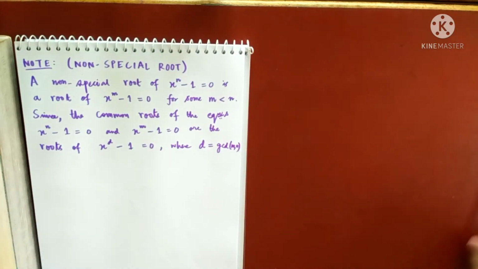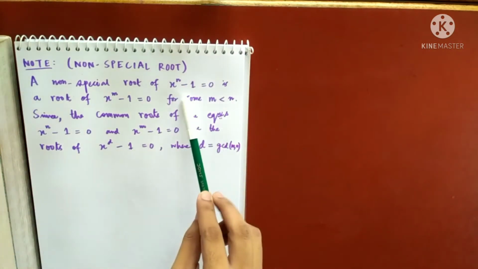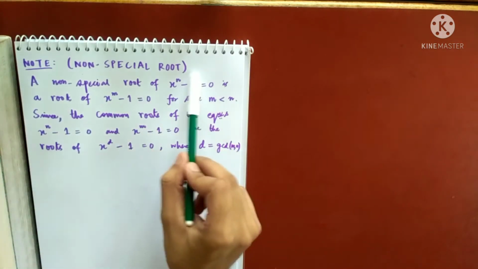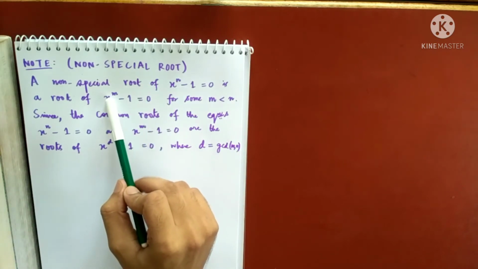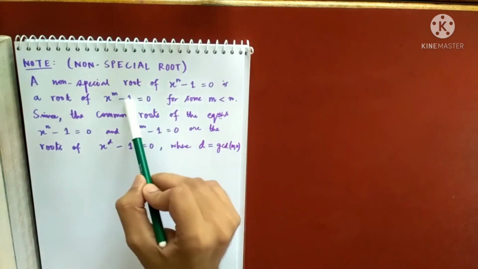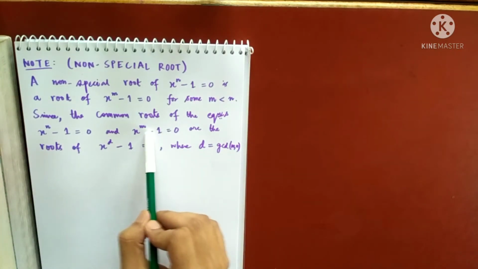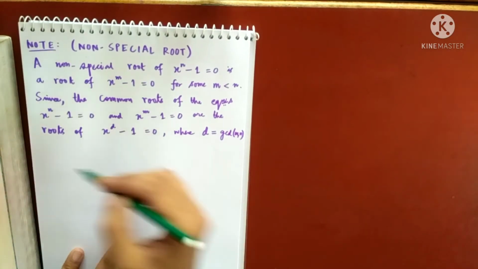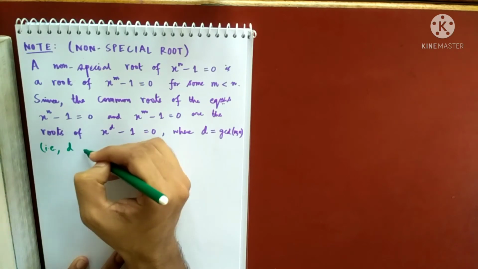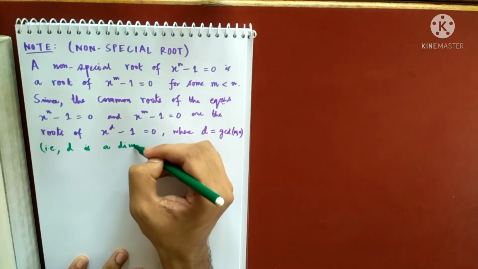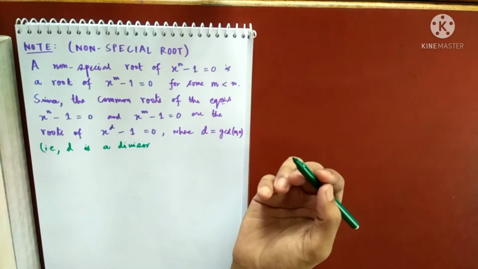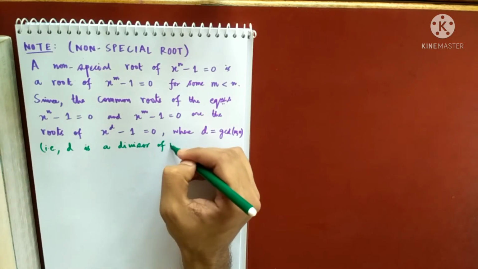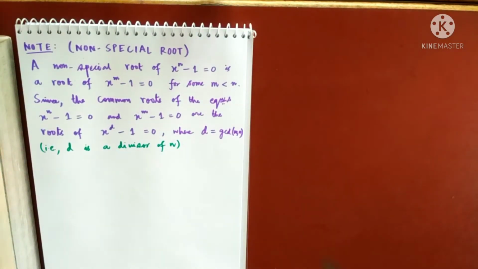So I know that if I am talking about a non-special root of this, that is also a root of some lower power. That means that non-special root is a common root for this as well as this. Now, I know what about the common roots of these two. As you said, the common roots of this and this are the roots of this equation, where d is the GCD of m comma n. That means d is a divisor. GCD means what? Greatest common divisor. That means d is just a divisor of n, right?